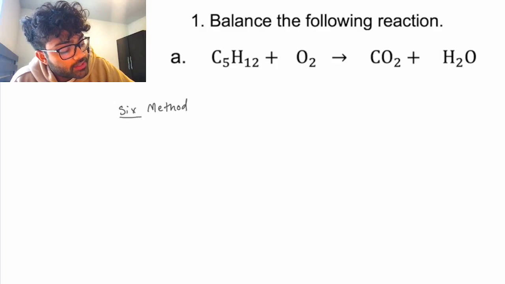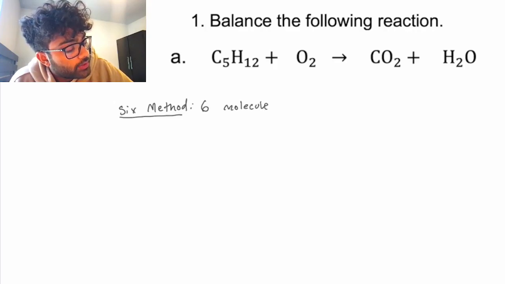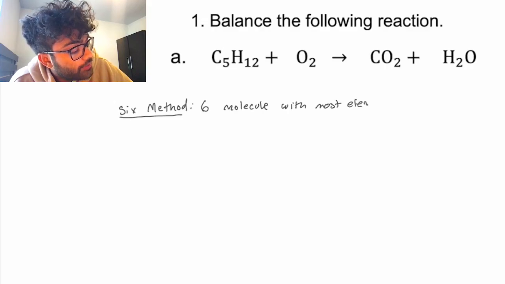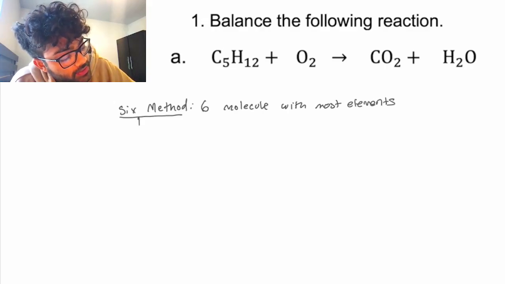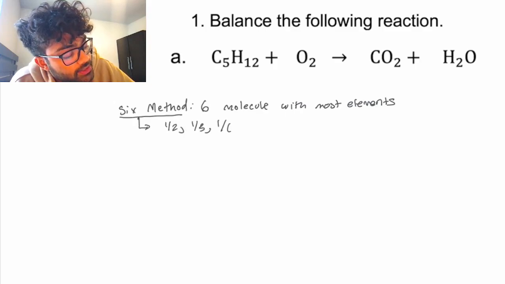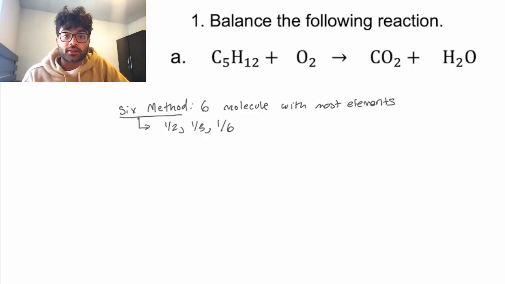And the way that the 6 method works is we place a 6 coefficient in front of the molecule with the most elements. The reason we do this is because it allows us to eliminate fractions of a half, a third, or a sixth that we may get while balancing in our coefficient. I should note that you don't have to use a 6. Some people like to use an 8 or a 10 as well. This is why we use the 6, and we will be teaching it with the 6. So let's go through the process.